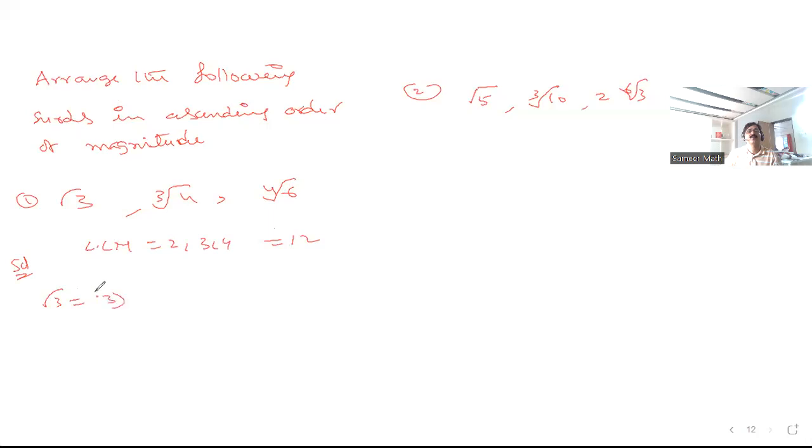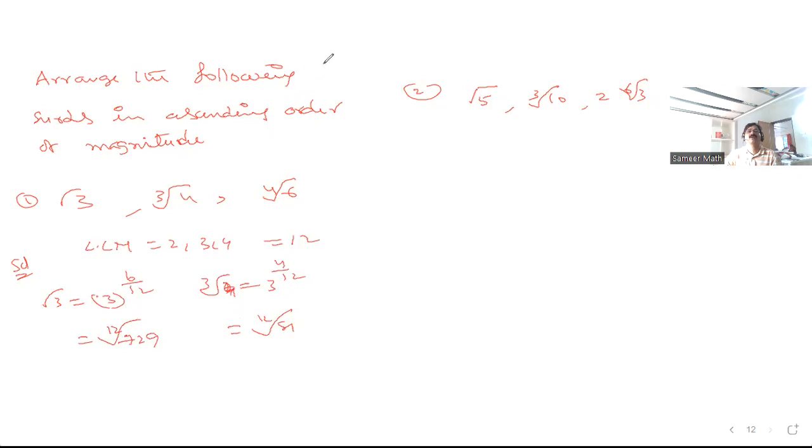You make the power of this 3 as 12. That is 3 to the power of 6 by 12. So you can write the 12th root of 3 to the power of 6. 3 to the power of 6 value is 729, I think. And then the next one, 3 to the power of 4 by 12. So you can write the 12th root of 81.